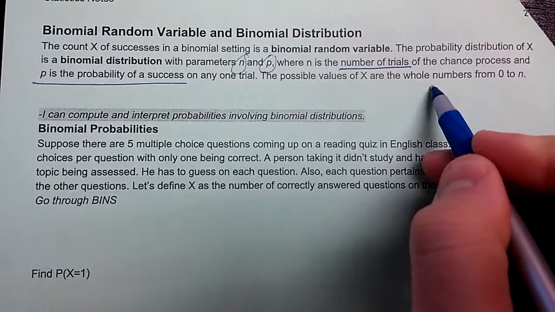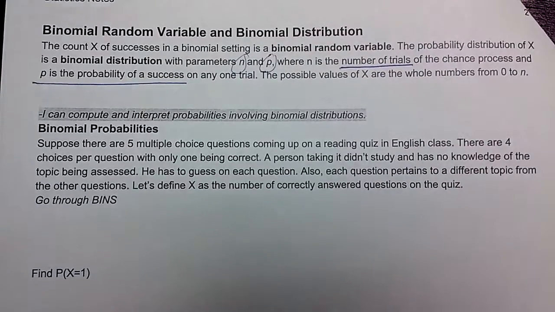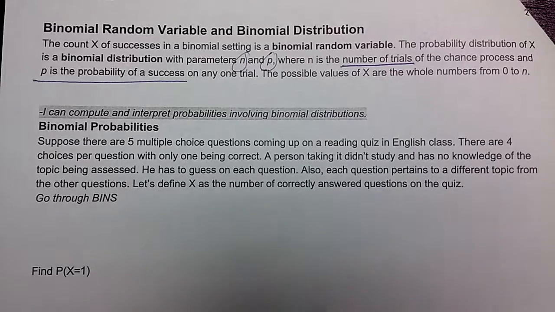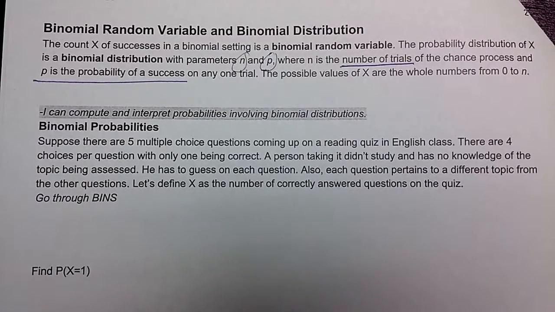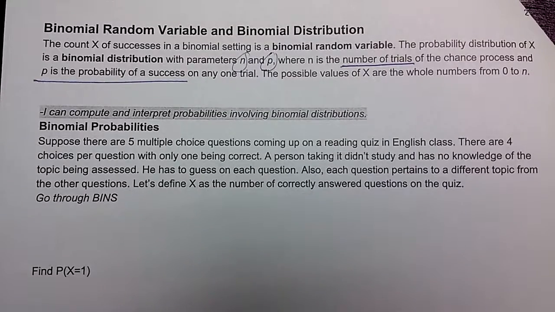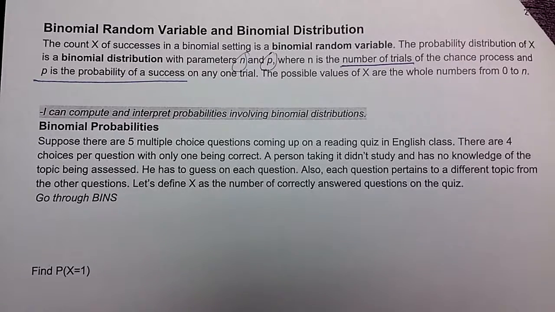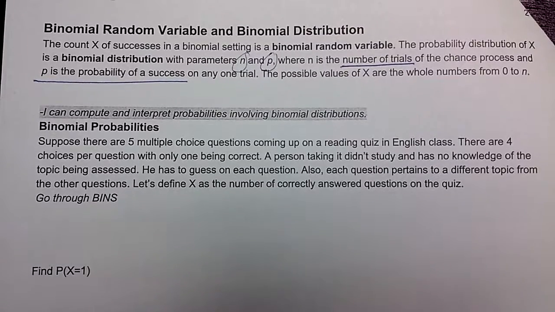Possible values for X are whole numbers from 0 to n. So you can have 0 successes all the way up to n successes, n, of course, being the number of trials. If you have 20 trials, for example, you could have anything from 0 to 20 as your number of successes.